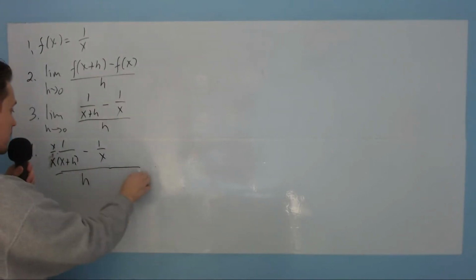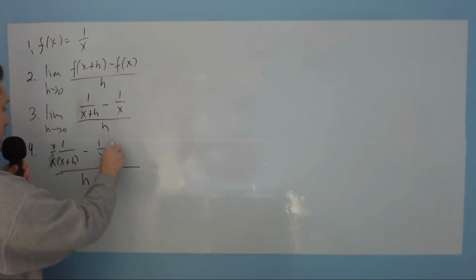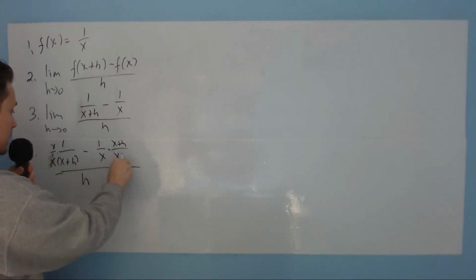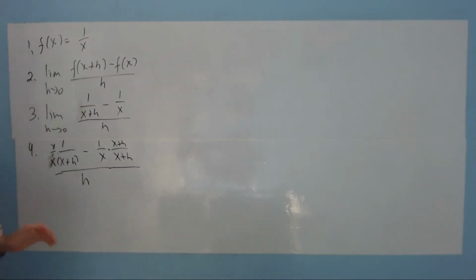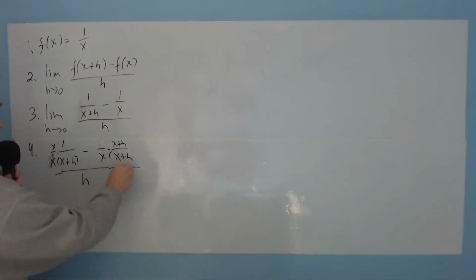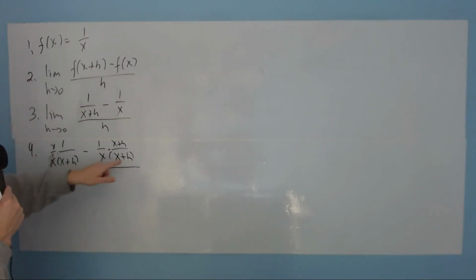For this one over here, I'm going to multiply by x plus h, like that, x plus h. And I'm doing that precisely because x by itself doesn't have x plus h. So now when I look at the bottoms, I have x times x plus h, and I have, again, x times x plus h. You see the bottoms match. That's what we want.